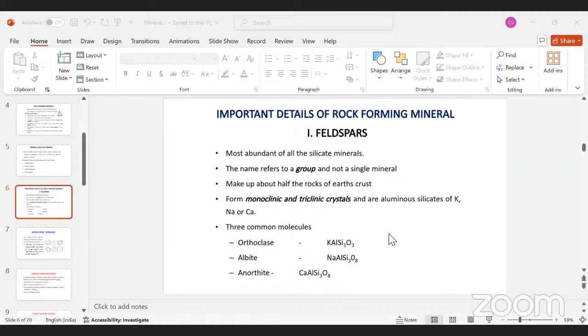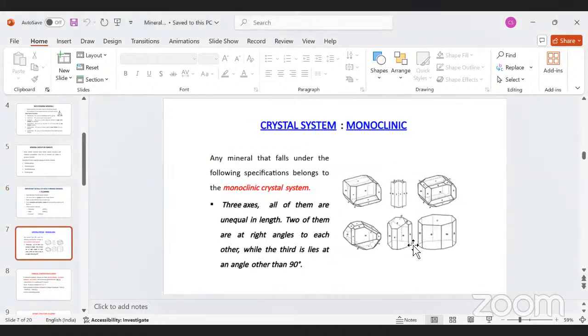Feldspars are the most abundant of all the silicate minerals, you see. The name refers to a group, not a single mineral. There are monoclinic and triclinic crystals, aluminous crystals. In feldspathic compositions, the following are common minerals: orthoclase feldspars, albite, anorthite. These three minerals are the best example for this.